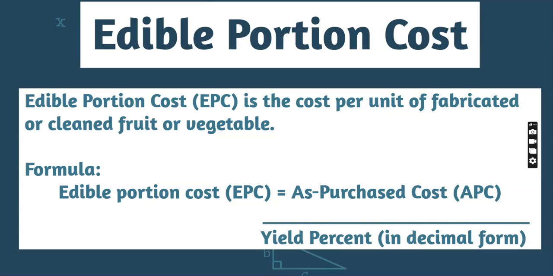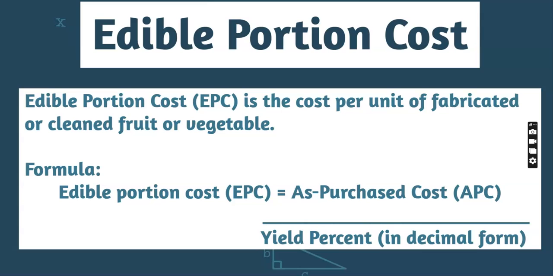All right, edible portion cost is referred to as EPC, and it's the cost per unit of fabricated or clean fruits and vegetables. It could also be meat, anything that you're trimming or breaking down and not using all of. Kind of what we practiced in yield percent.